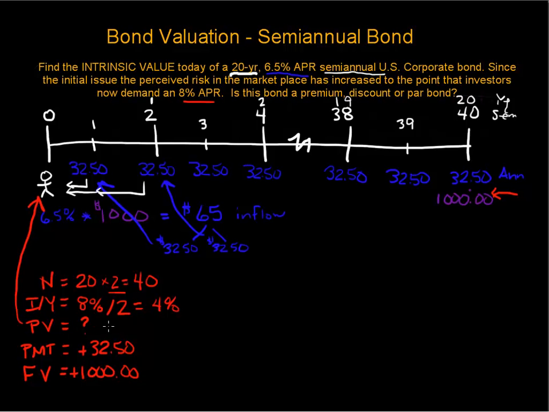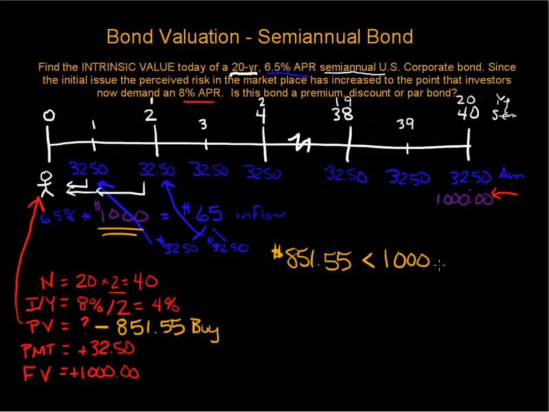And that present value, when we compute it on our financial calculators, is going to come up with a negative sign, 851.55. The negative sign means as an investor, you're going to have to buy this bond for $851.55. That's the intrinsic value. When this bond was issued, it would have been issued at that face amount, or a value very close to that face amount of $1,000. So that bond has gone down in value. Since it's now less than the $1,000 face amount, we would say that this bond is a discount bond. If it were greater than, it would be a premium bond. And if it were equal to, it would be at par, or at the face amount.